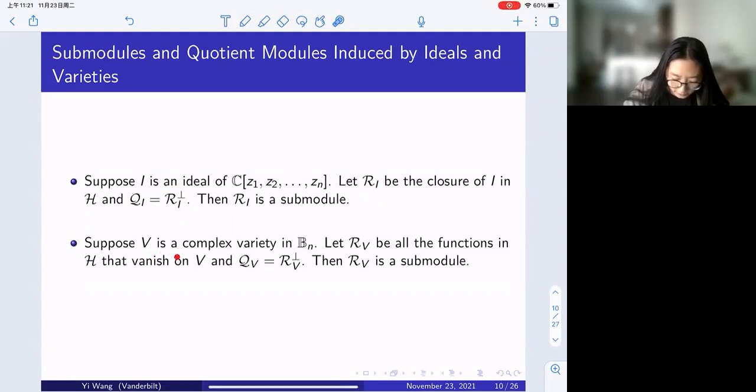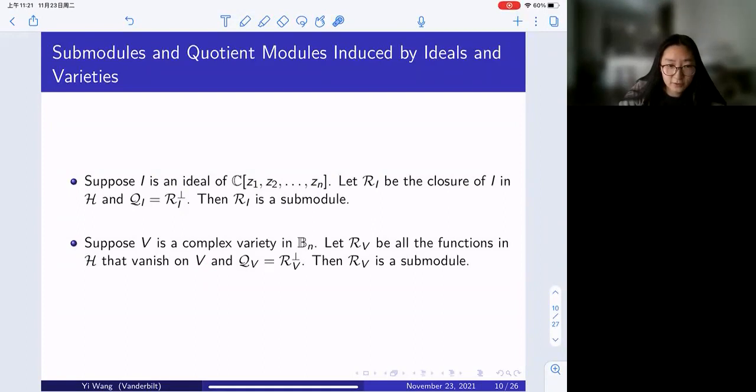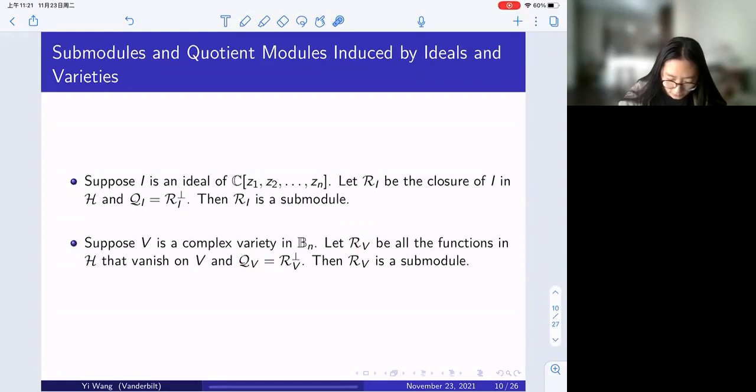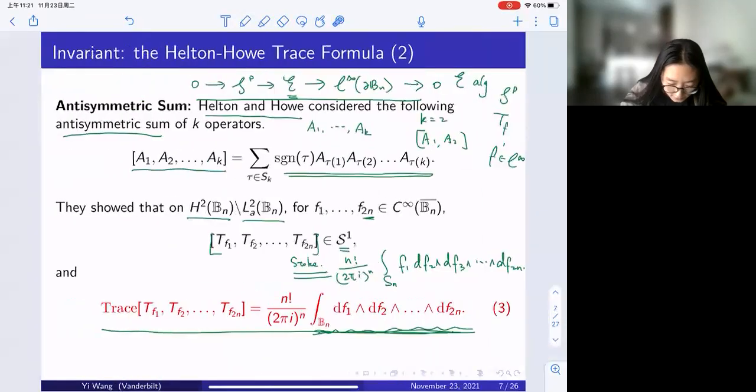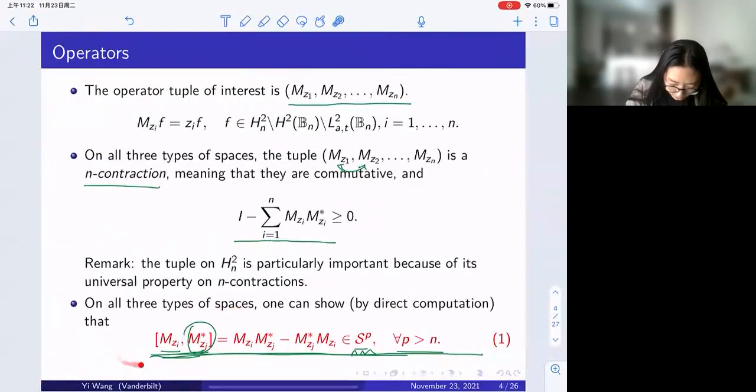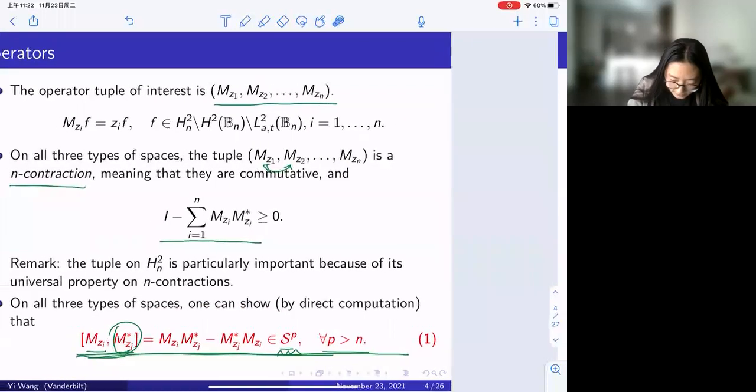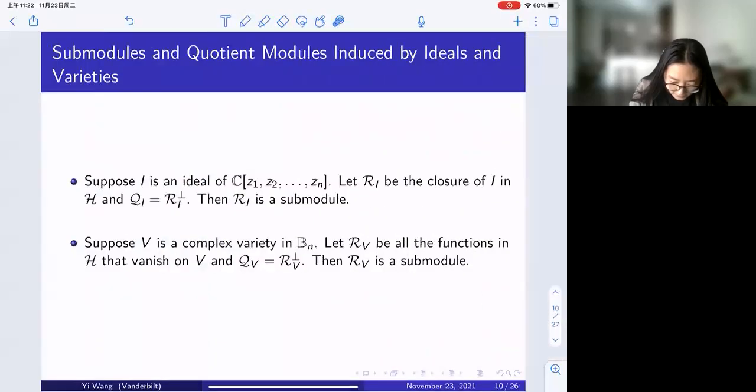And also from a more geometric point of view, if you start with a complex variety, you can think of this R_V as just being the functions in the corresponding spaces that vanish on this variety. I haven't mentioned it here, but those spaces are reproducing kernel Hilbert spaces, so the point evaluations are bounded. From this, you can prove that these R_V are submodules as well, and you can define quotient modules as well. So with these examples in mind, and the property of essential commutativity, Schatten class, it's natural to ask the following question.